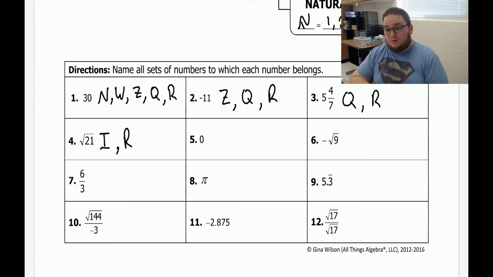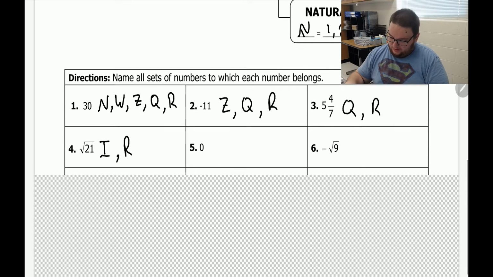Number 5, 0. So you can picture 0 things, so that's okay. But we have a different idea between natural and wholes. A natural number is the counting numbers, but you don't start off counting with 0. We start with 1. So I know that that's not in the natural numbers. But the whole numbers, well, it's the natural numbers plus 0. So it's going to be there.